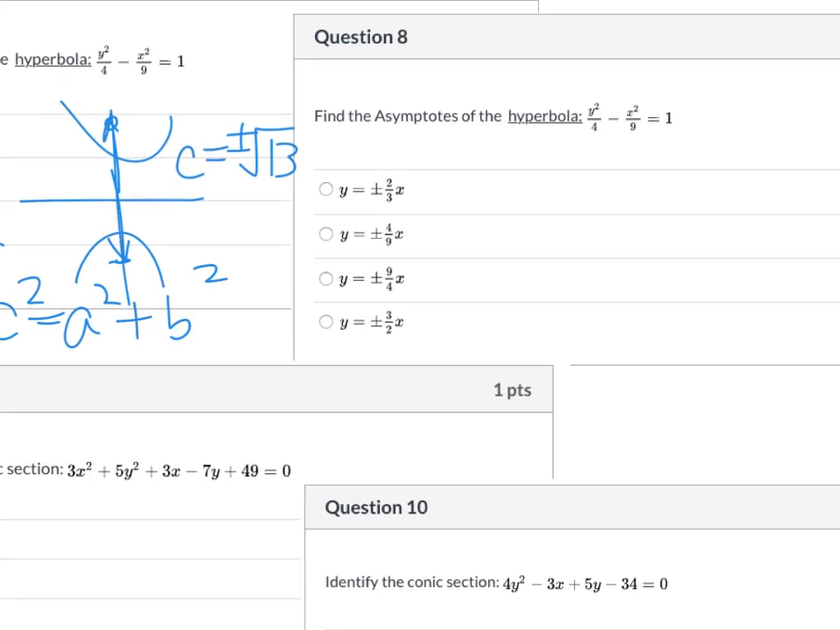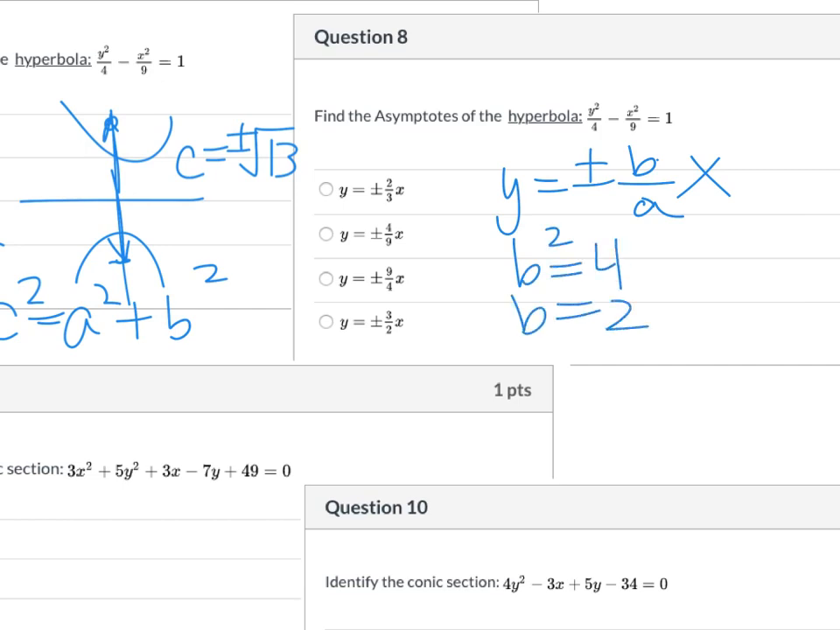The asymptotes, remember the asymptotes are y equals plus or minus rise over run times x. The rise is the b. In this case, b squared is 4, so b is 2. And then a squared is 9, so a is 3. So I would write b over a, 2/3 x, which is that one right there.